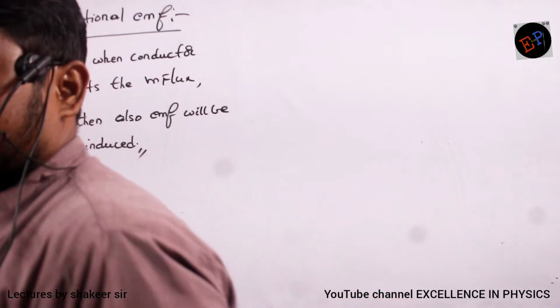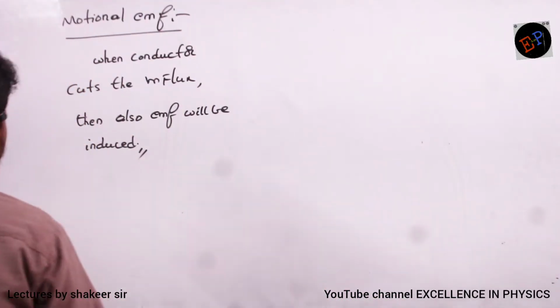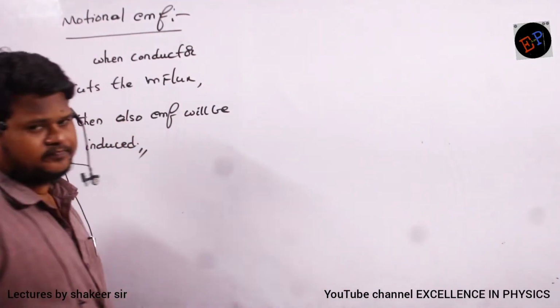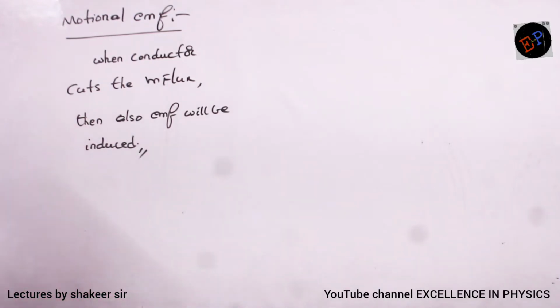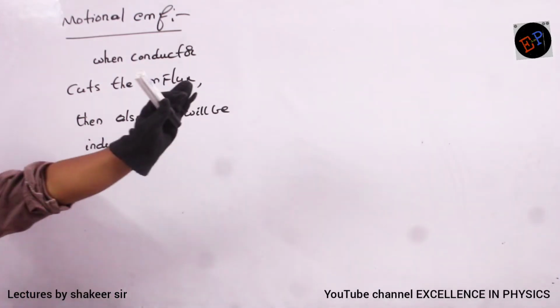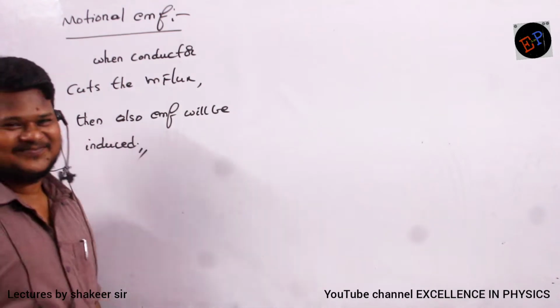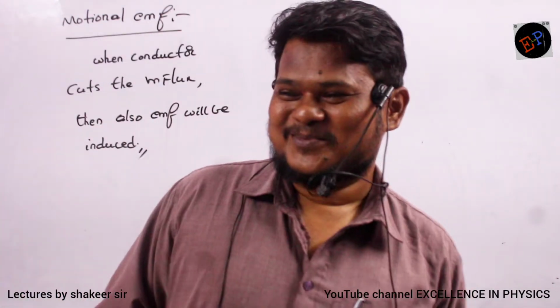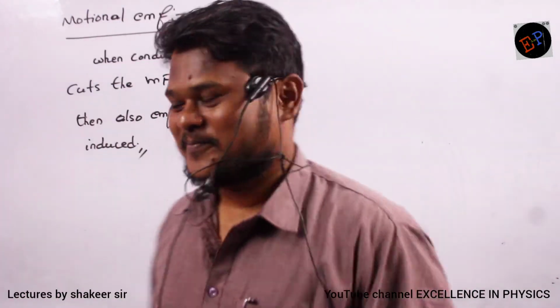See. So next concept which we are studying is motional EMF. EMF produced because of motion of the conductor. Motion in the sense movement of the conductor. Are you able to understand?